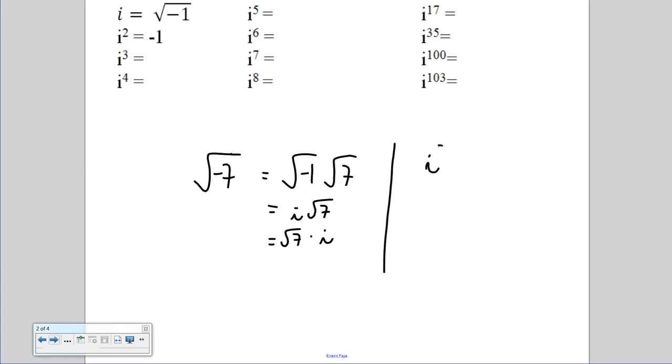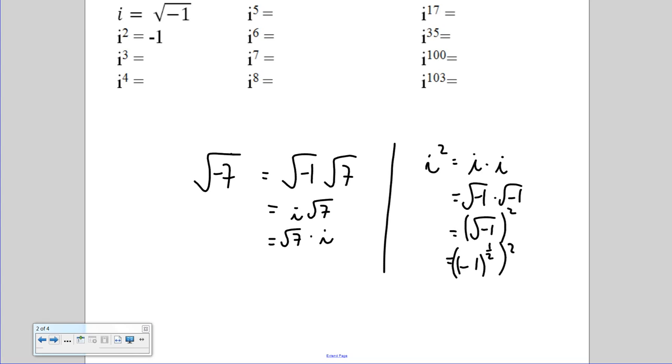Because if you had i squared, it's the same thing as i times i, which is the same thing as -1 times -1. And you could rewrite that as the square root of -1 squared. That's the same thing as -1 to the 1/2 power squared. To make a long story short, that becomes an exponent of 1, and you get -1. So i squared is really -1.